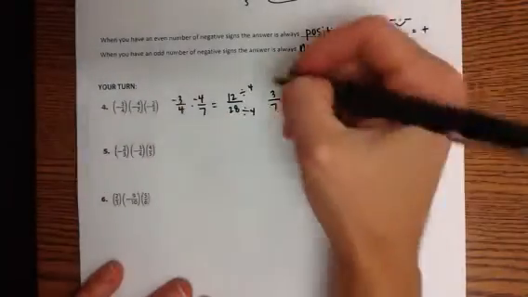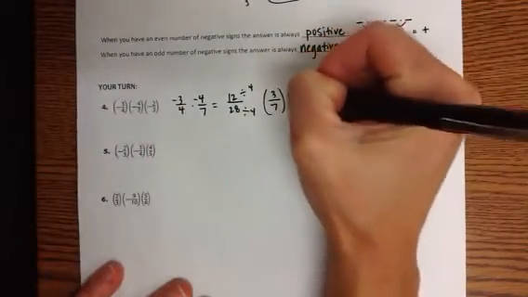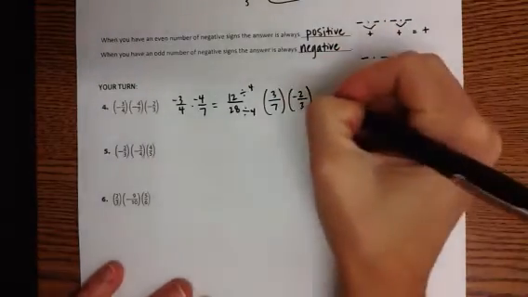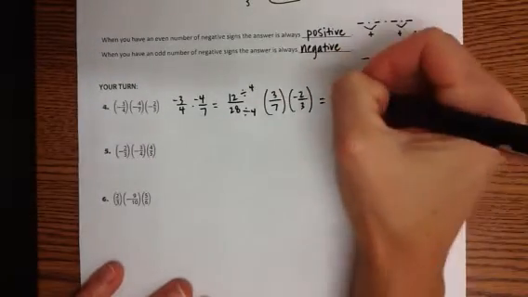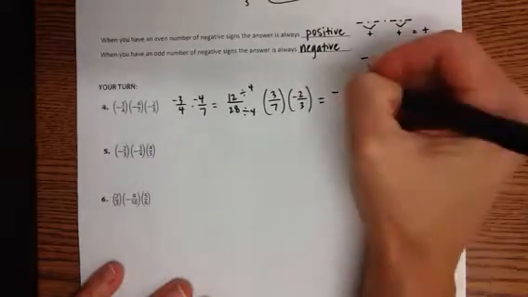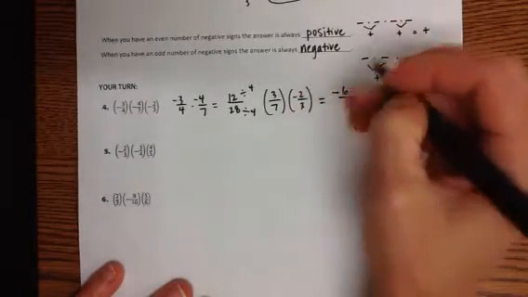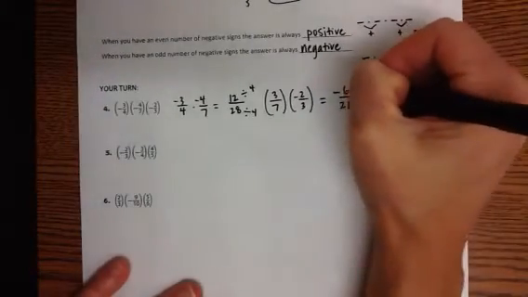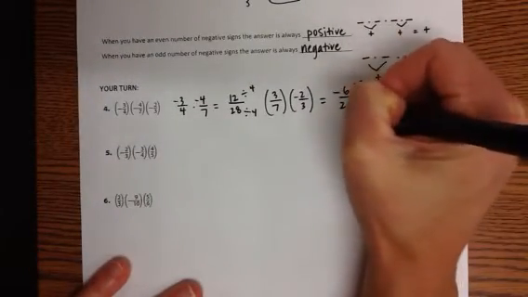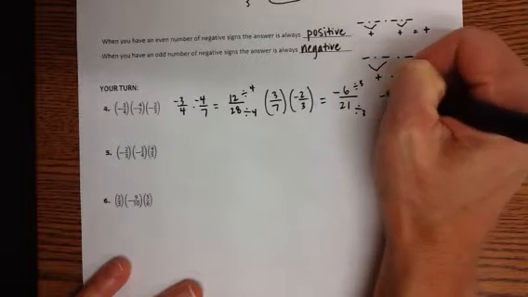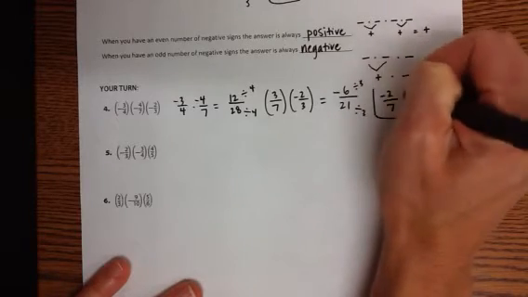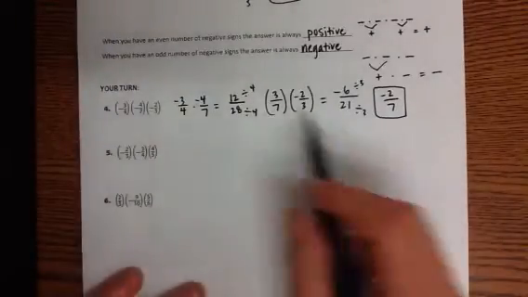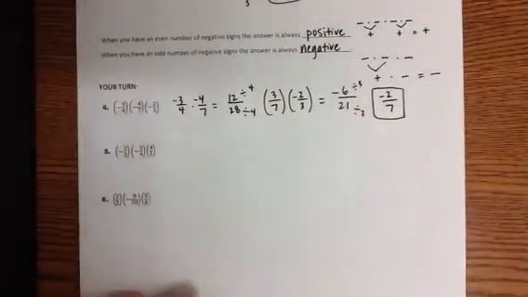Now I can take 3/7 and multiply it by negative 2/3. And since I have a positive times a negative, my answer is going to be negative. 3 times 2 is 6. 7 times 3 is 21. I can simplify that by dividing by 3, and I end up with negative 2/7 as my answer. Hopefully you got that right. If not, check and see where you made your mistake along the way.